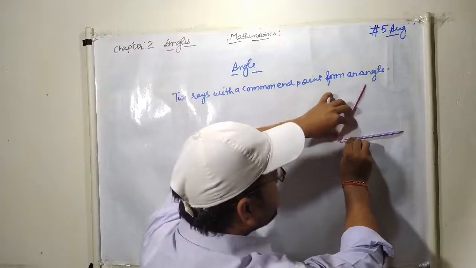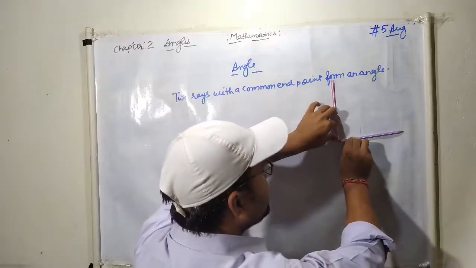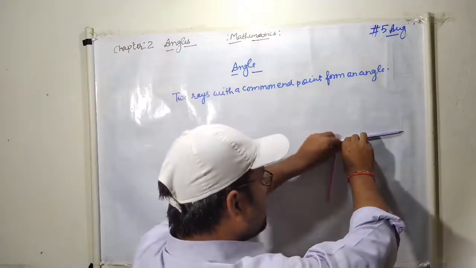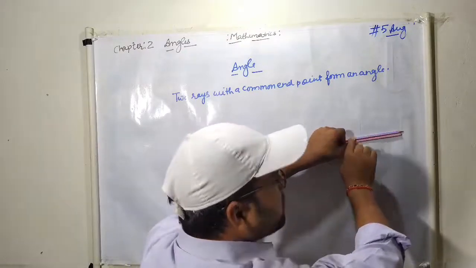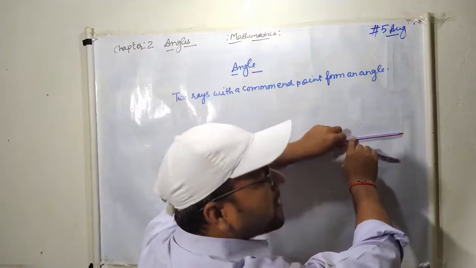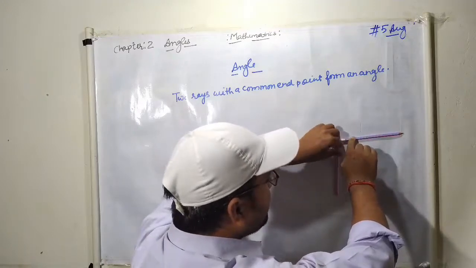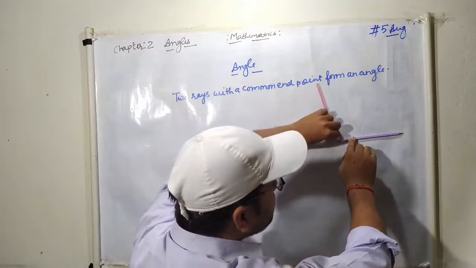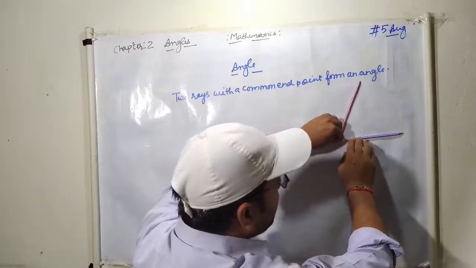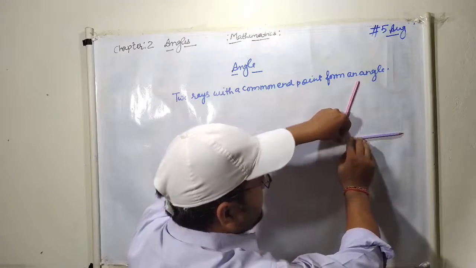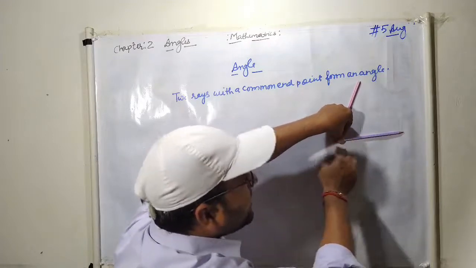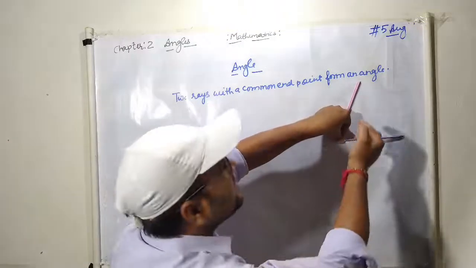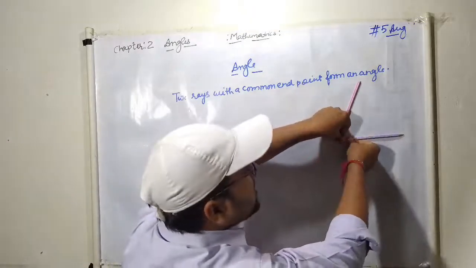If you rotate these two arms, you can form different degrees of angles. If you rotate these arms through one complete rotation, it forms 360 degrees, and this is 180 degrees. So this is called arms. And if two rays with a common end point form a slope, that slope is known as an angle.